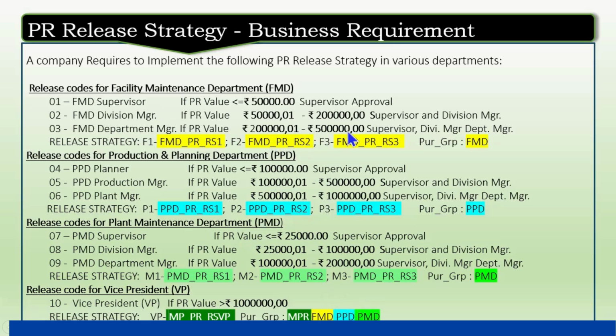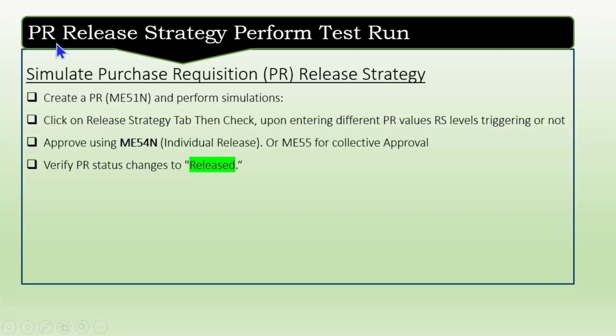Here, users, if it is more than 500,000, they can split the purchase requisition and make it into 2 purchase requisitions. Or the second way is they can increase this value. If any PR is more than 500,000 and less than 10 lakhs, they can increase the value or split the purchase requisition into 2, and send it for approval. This is how it works.